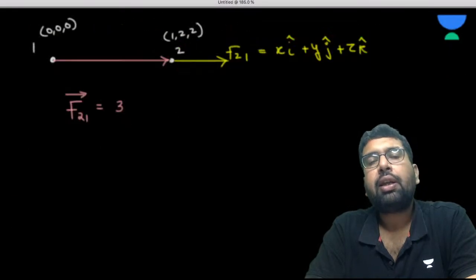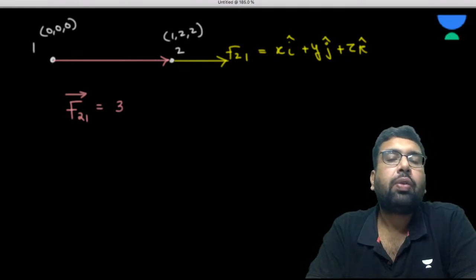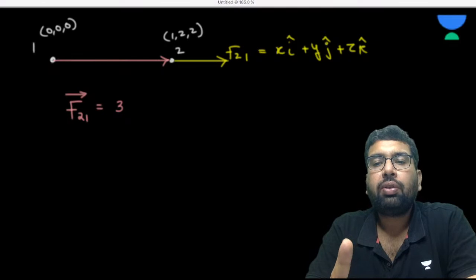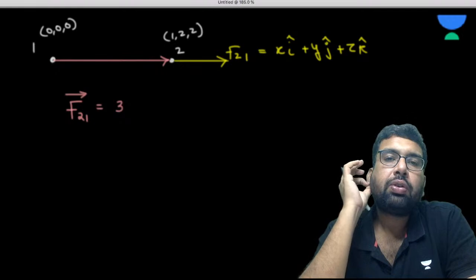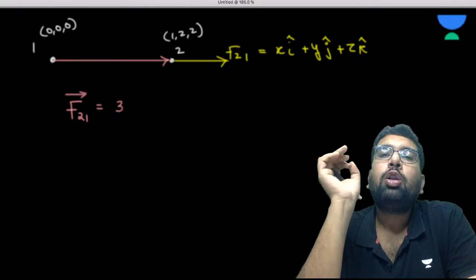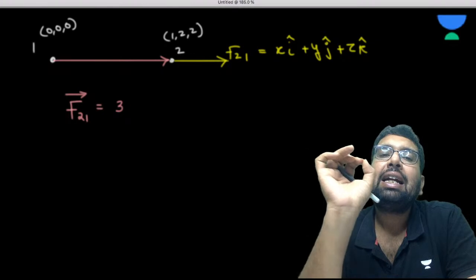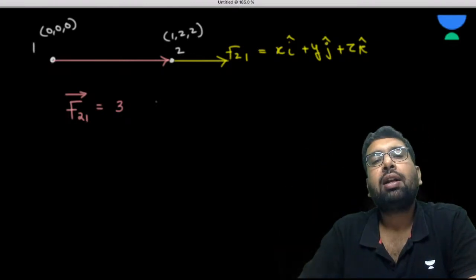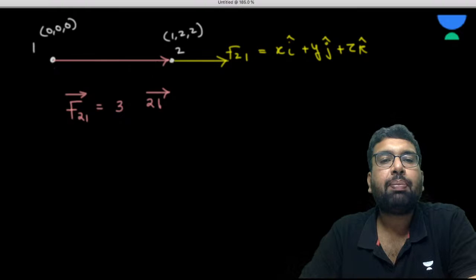As I was saying, whenever you are giving any vector quantity, you are required to give its magnitude and its direction. We know it. The magnitude is given in the question, that it is 3 Newton, and we will require the direction. The direction of this force will be in the direction of this displacement vector. Let's call it 2, 1. 2, 1 can also be a vector. Point 2 and 1. If it had been AB, I would have written AB. So I can write the 1, 2 vector.